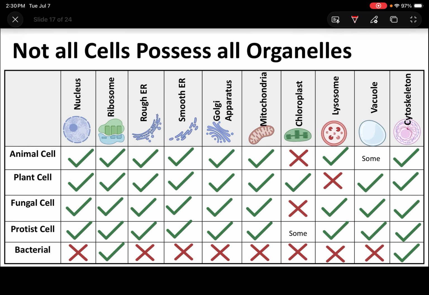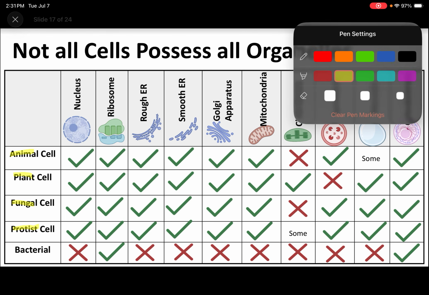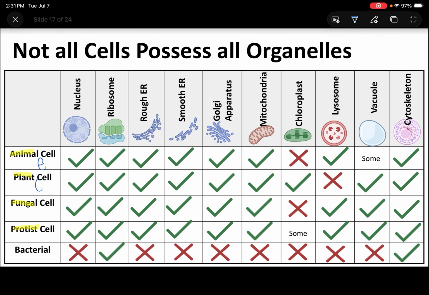Now, as I mentioned, not all cells possess all organelles. So I've kind of separated the cells into major groups. So we have animal cells, plant, fungal, and protists. These are our eukaryotes. And bacteria are a prokaryotic cell. So of course the prokaryote is going to have none of these membrane-bound organelles. The only thing that the prokaryotic cell has that the rest have is the ribosomes, okay?